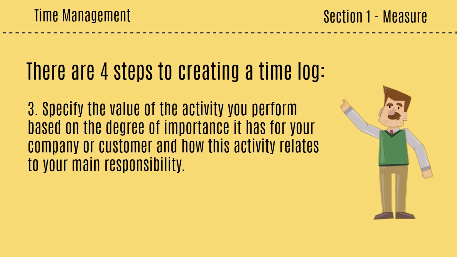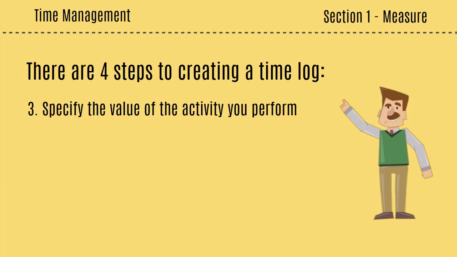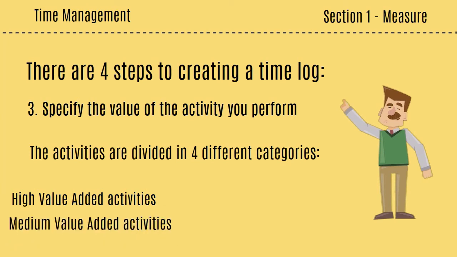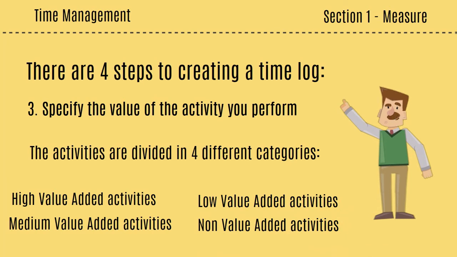The next step in constructing the time log is to specify the activity based on the degree of importance it has for your company or customers and how this activity relates to your main responsibilities. Here the activities are divided into 4 different categories: high value added activities, medium value added activities, low value added activities, and non-value added activities.